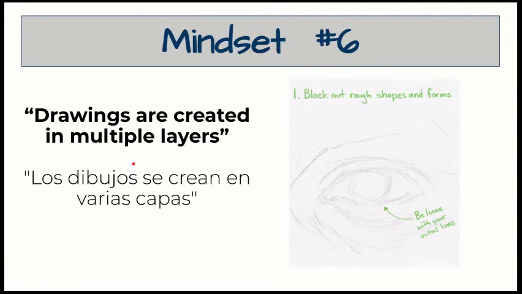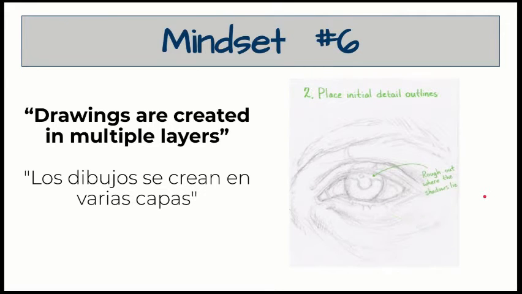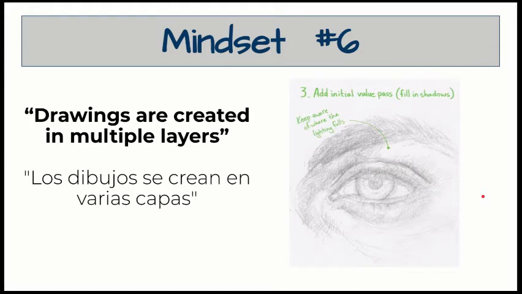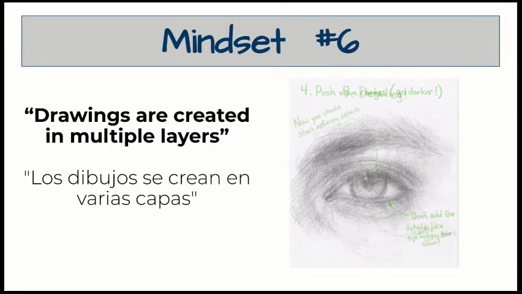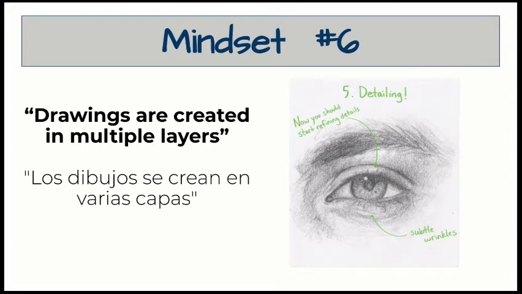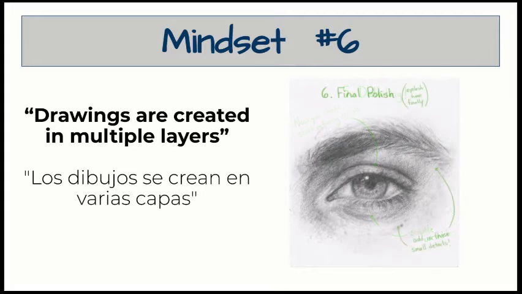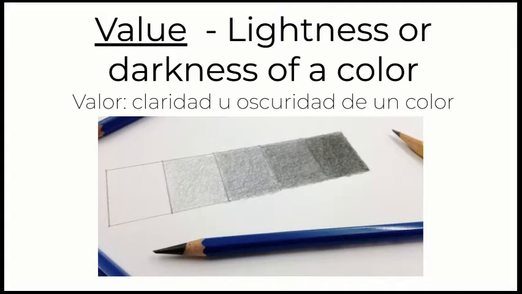The mindset for this assignment is drawings are created in multiple layers. Drawings generally are not created all at once. Usually you start out with some loose lines, add those contour lines, figuring out where the shadows belong, adding light values to start before you start the next layer, which is adding those darker values in once you're sure of where the light sources are. And then finally adding those details once you're absolutely sure where those values are. And then the final polish, increasing the highlights, increasing the shadows.